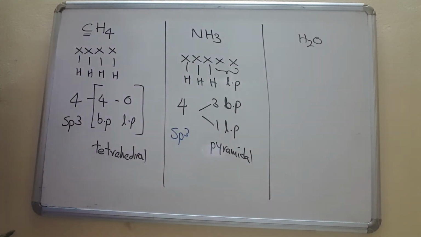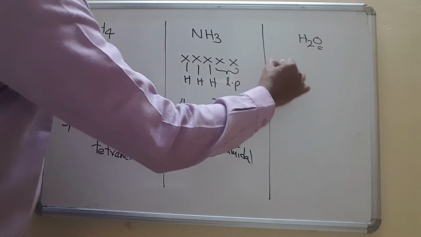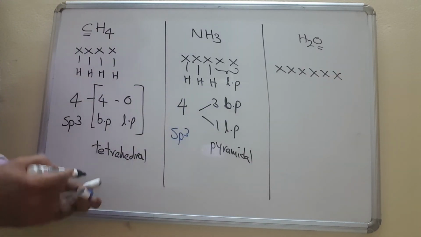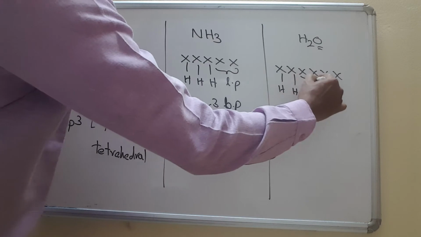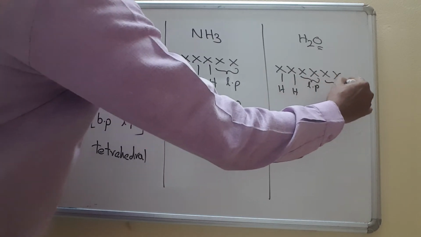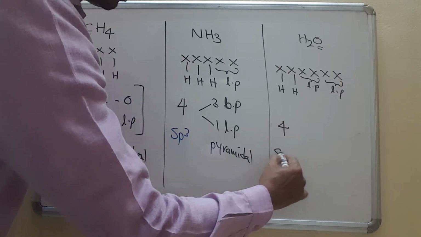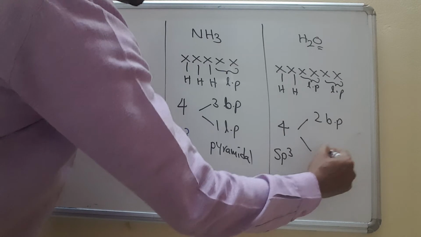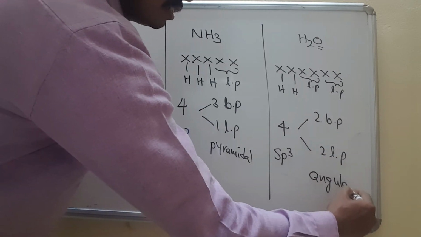Next, water. If you see the water molecule, oxygen is the central atom. Oxygen belongs to the sixth group, so 6 electrons. Then how many hydrogens? 2 hydrogens. The remaining are lone pairs, one lone pair and another lone pair. The total pairs is 4, so the hybridization is sp3. Among the 4, there are 2 bond pairs and 2 lone pairs. The shape of the molecule is angular. You can see the table.